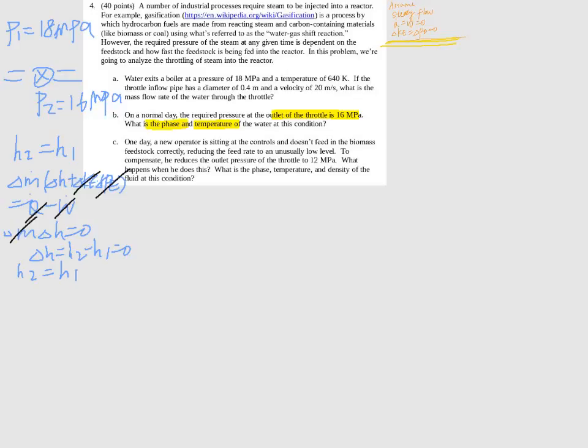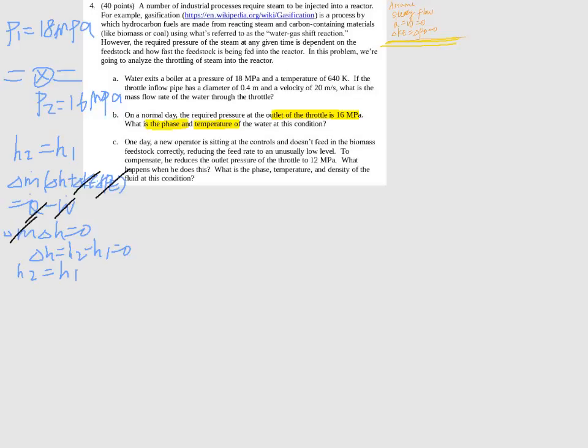The reason why we're finding this H2 and H1 value is because if we know the H2 value, then we can compare that with the H at the vapor phase, and then we can determine the phase of this condition. So if this H2 is bigger than Hg, the H at the vapor phase, then it is a superheated vapor. If it's the same as Hg, then that is vapor. If it's smaller than that, then it could be a mixture or a liquid.